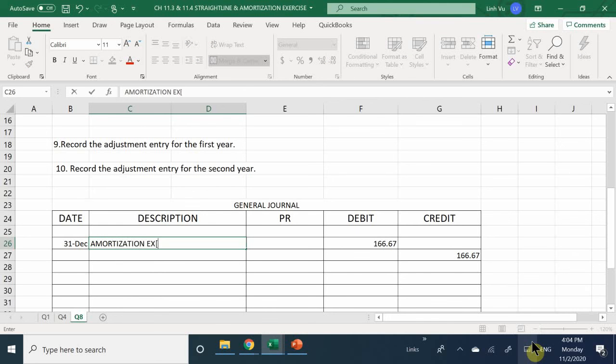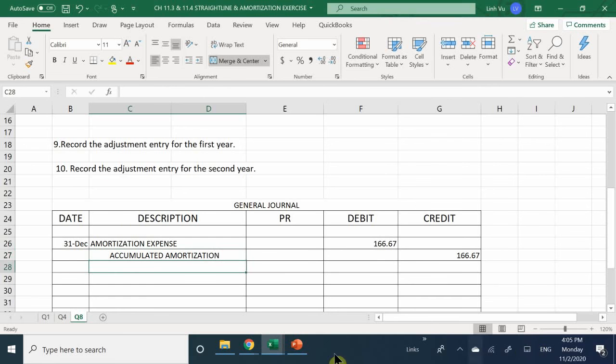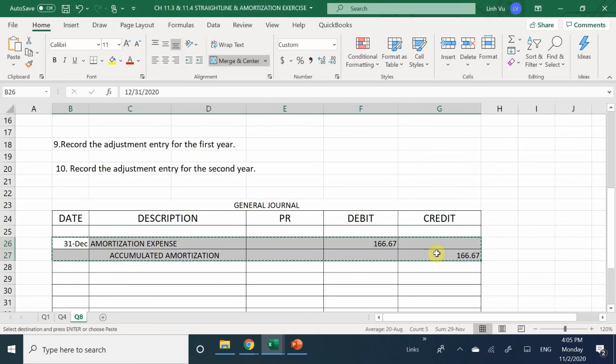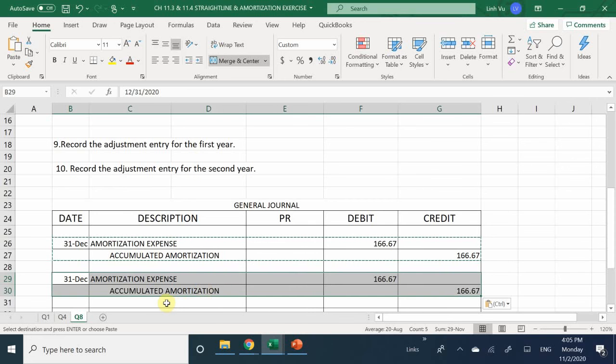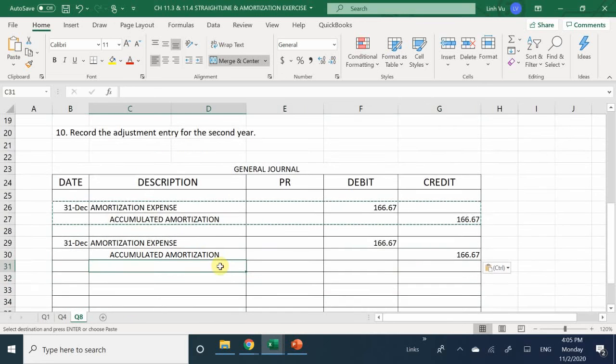And what is going to be my credit? It is going to be the accumulated amortization. I almost wrote depreciation. Good. And of course, because the journals are going to be identical, what is going to be my journal for the second year? The same thing: 166.67 for your amortization expense under debit, and 166.67 for the accumulated amortization under credit.